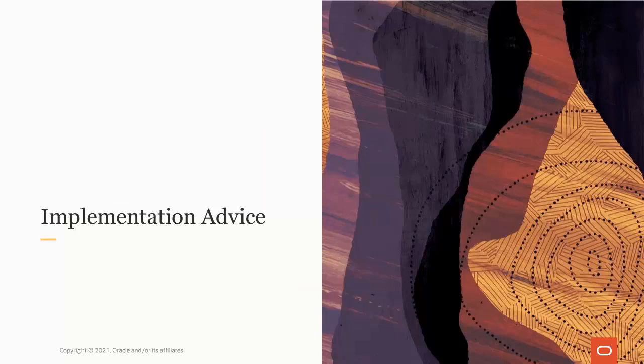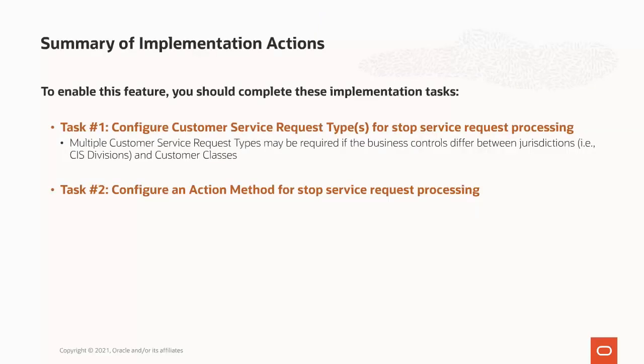In this implementation advice section, we will go through what you need to consider to enable the Stop Service Request Process Flow capability in your business. There are two main tasks that you should complete to enable the new capability. First, you must configure one or more customer service request types for processing stop service requests.